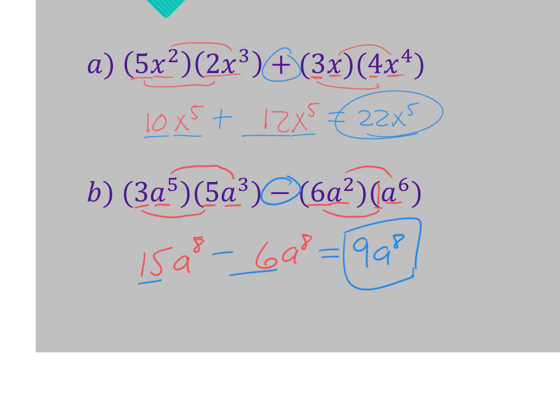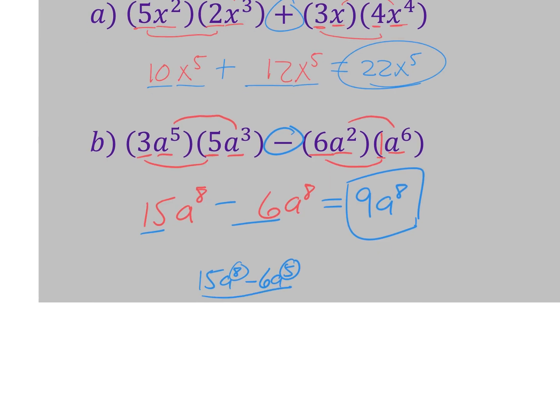Some examples of things that we cannot add or subtract. Let's say this was 15a to the 8th minus 6a to the 5th. These exponents are different, so it's just going to stay like this. Another thing that we cannot combine is 15a to the 8th minus 6b to the 8th, because even though those exponents do match, the a's and the b's do not. So this is something that I would also leave alone. So same exact variable, same exact exponent.